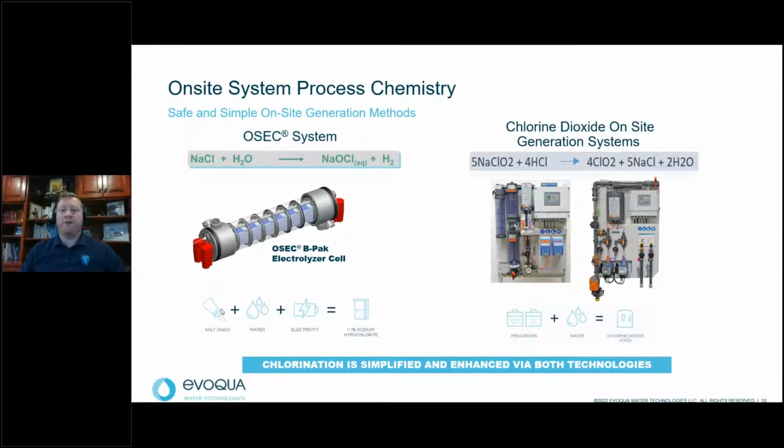At the heart of our on-site technology, you can see here some of the differences between our on-site technology through our OSEC and our on-site technology through our chlorine dioxide generation. At the heart of the on-site hypochlorite generation system is our electrolyzer. The OSEC units have industry-leading efficiencies to produce stable sodium hypochlorite with just salt, water, and electricity, minimizing the risk of chemical handling. As can be seen here, the chemical equation is very simple. With minimal raw material, sodium hypochlorite can be generated at a low concentration, making a safer, more reliable, and more efficient disinfectant.